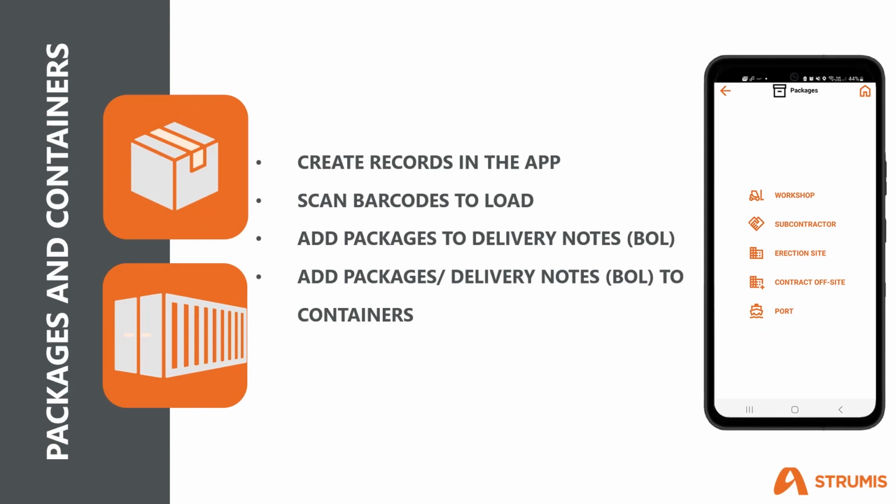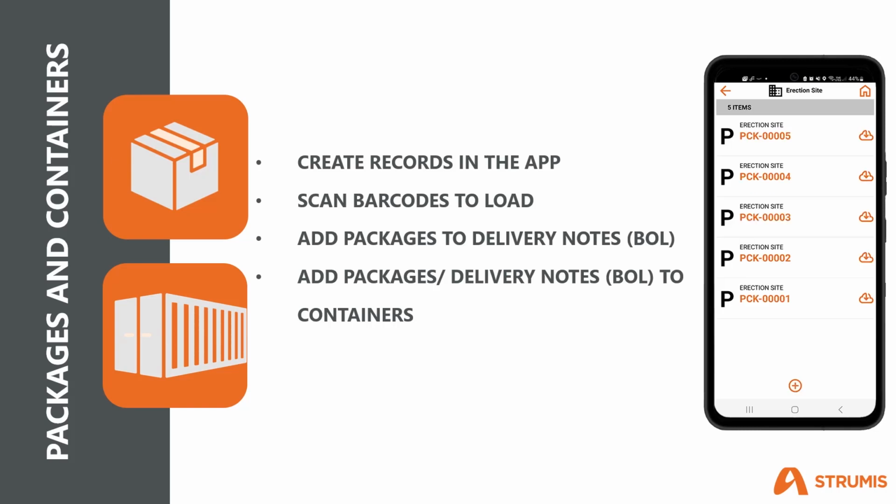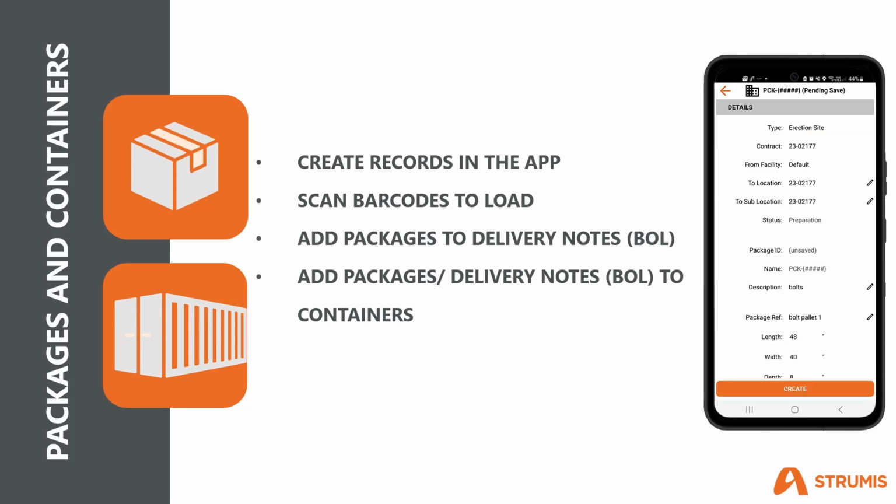This new functionality means the shop floor workers can load items into a package, thinking something along the lines of a box, a crate, or even a pallet, and that package can then be added to a delivery note or a bill of lading, and then eventually added to a container, which is the highest level of hierarchy within the STRUMIS application.